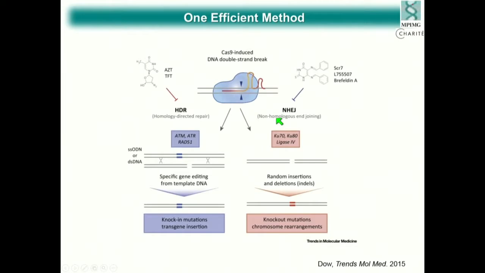And here the cell will not look for a template donor, but will just ligate the two DNA ends, which are now not together anymore. And by doing this, it will introduce pretty frequently mistakes, errors. And this will produce then a possibility to introduce mutations. Now, both of the pathways are targetable by drugs. So we can force the cell to prefer non-homologous end joining or homology directed repair by just adding different drugs here.